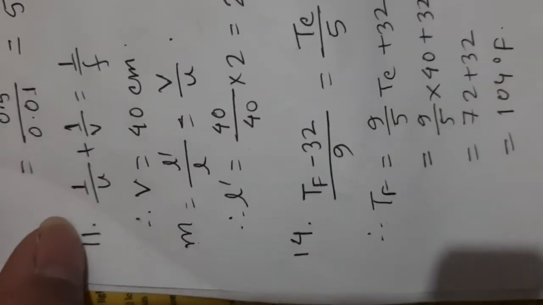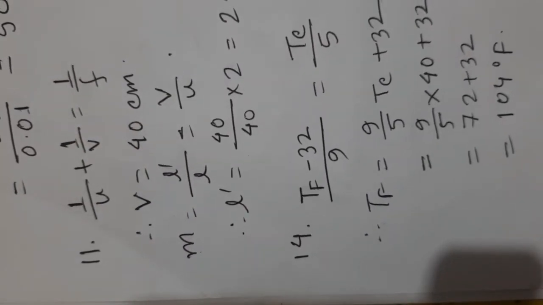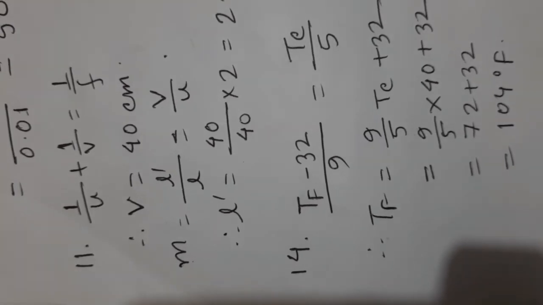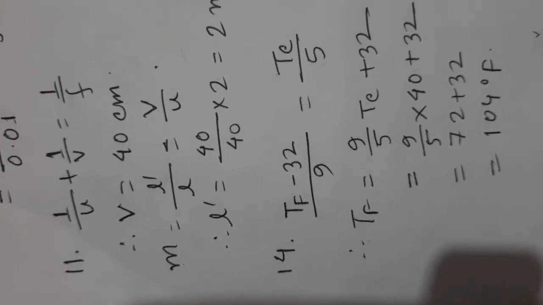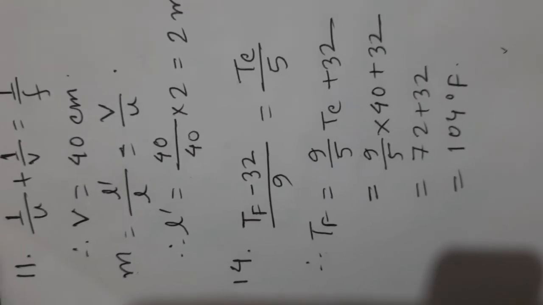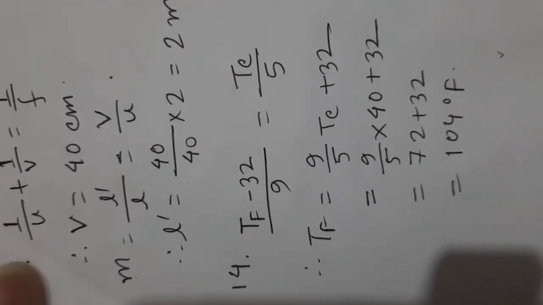So the relation between Fahrenheit and Celsius is (TF - 32)/9 = TC/5. So TF = 9/5 TC + 32. Putting the value of this parameter, we get 104 degree Fahrenheit. Okay. So the answer will be C, 104 degree Fahrenheit.